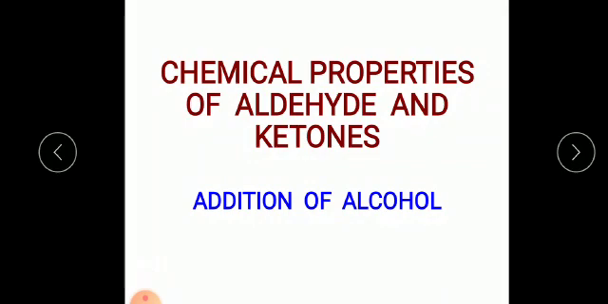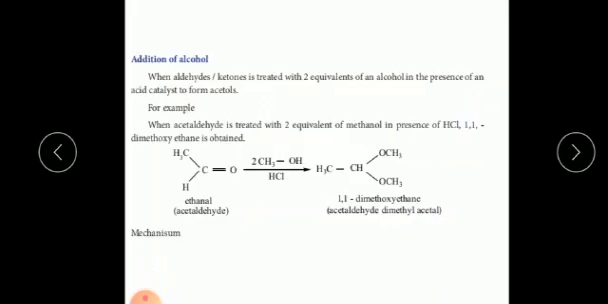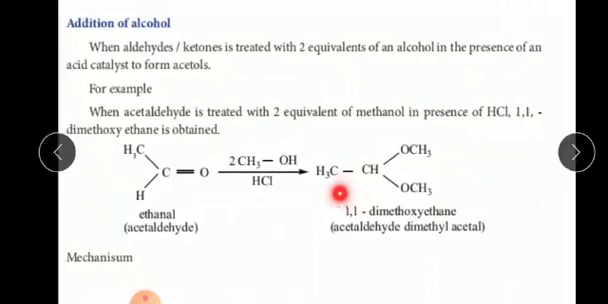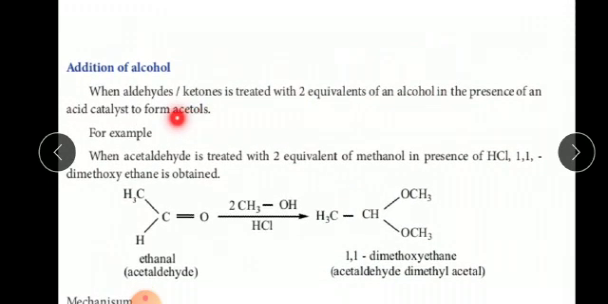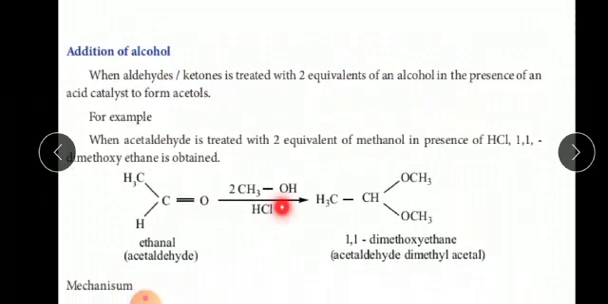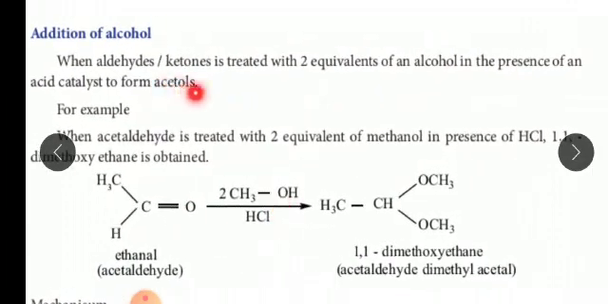Unit 12, carbonyl compounds: chemical properties of aldehydes and ketones. We have seen two methods already. Now the third method, addition of alcohol. Aldehydes as well as ketones are treated with alcohol. Here we have taken two equivalents of alcohol in the presence of HCl as an acid catalyst. The HCl acid is a catalyst to form acetals.